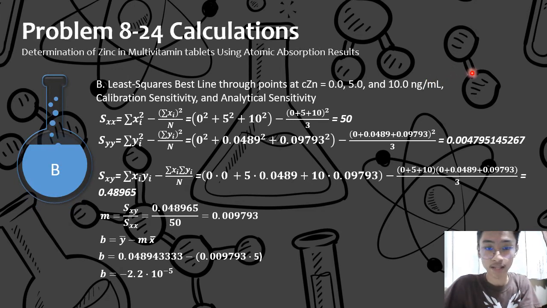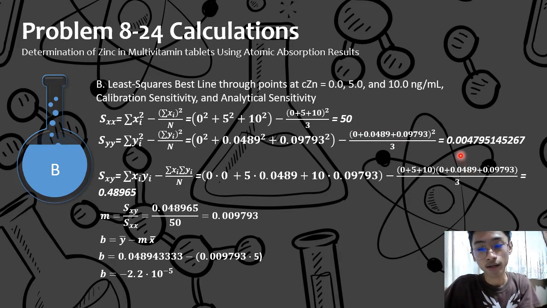Next part, the least squares best line through points 0, 5, 10, calibration sensitivity, and analytical sensitivity. So before that, we will be computing S sub xx, S sub yy, and S sub xy that we will be using for the slope, intercept, calibration sensitivity, and analytical sensitivity. We use the least squares method here and the following formulas to arrive at the values. For the S sub xx, we achieve the value of 50.